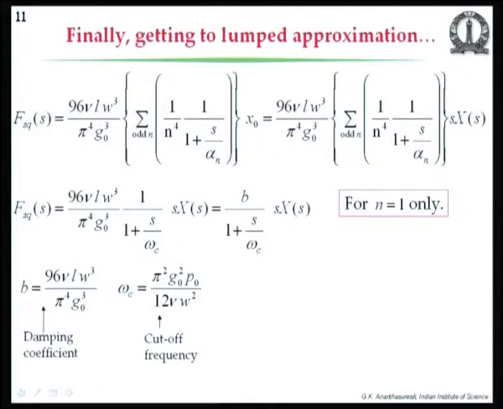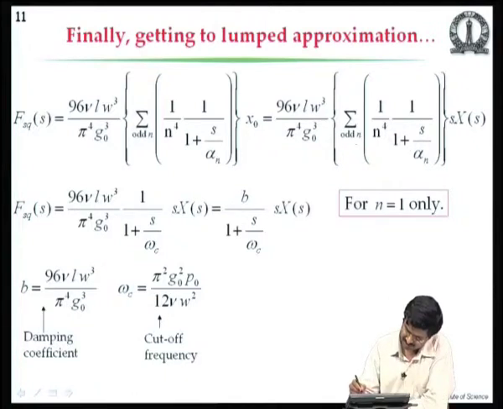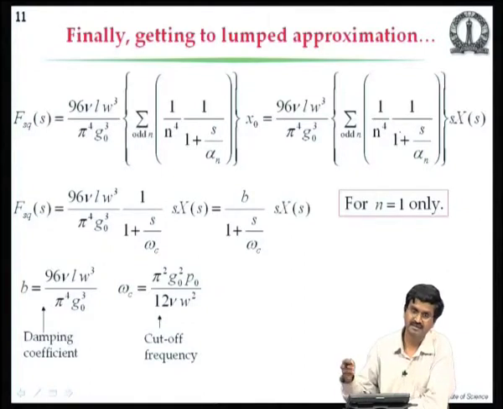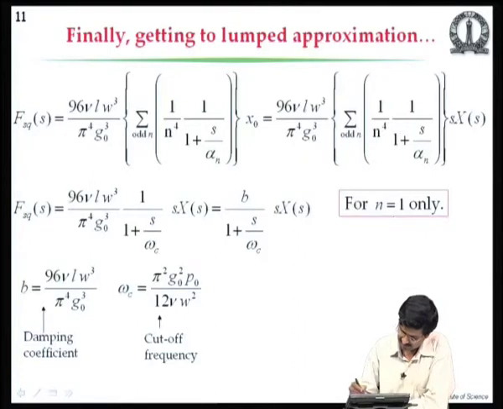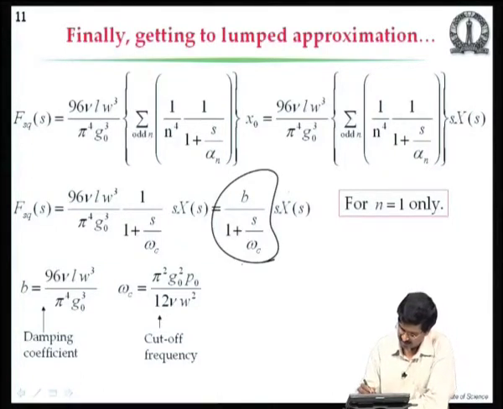So, it comes out something like this. Now, if you say n to the 4 and n is odd, that is 1, 3, 5, 7, 9. If you stop at only n equal to 1, that is just an approximation to first order, you get a transfer function that looks like this. Actually, we have to include this S also.